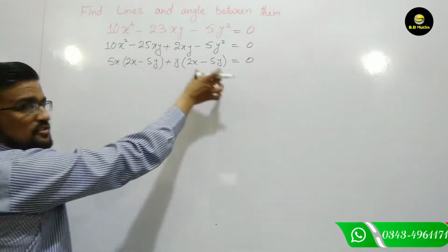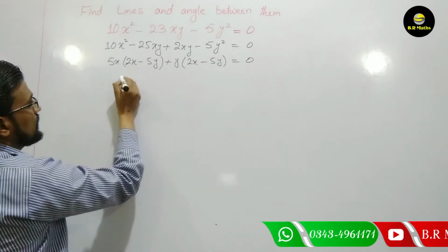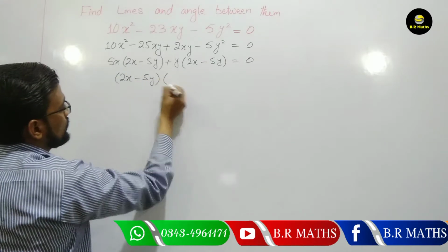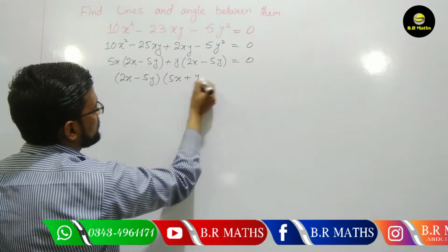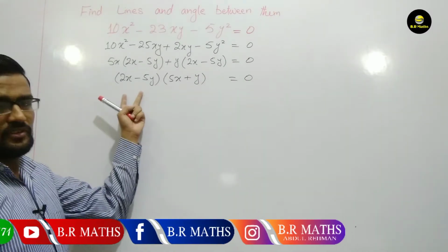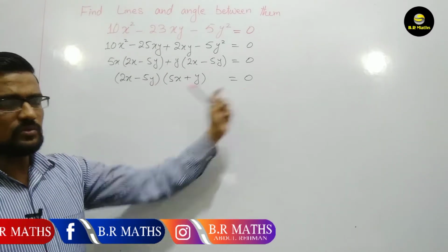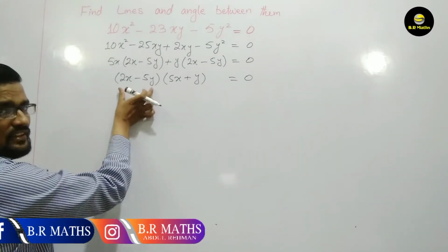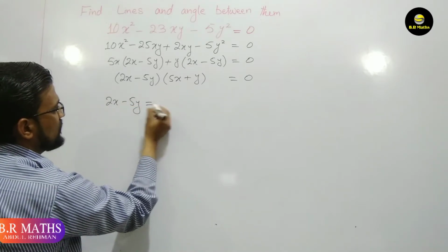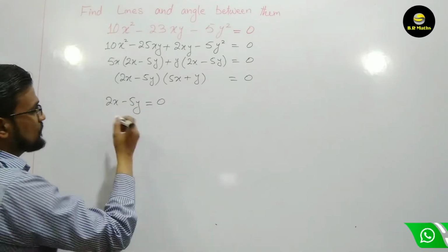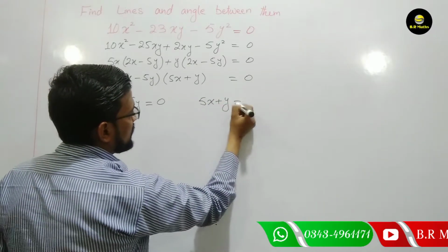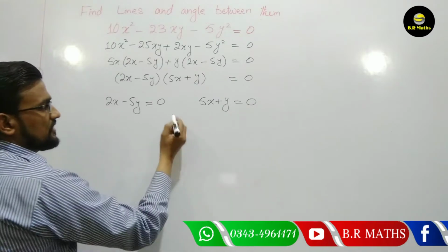These are the same factors, so take common 2x minus 5y and 5x plus y equal to 0. See student, these are two factors which are equal to 0. It means this is the linear factor 2x minus 5y equal to 0, the first one, and 5x plus y equal to 0. This is the other one.